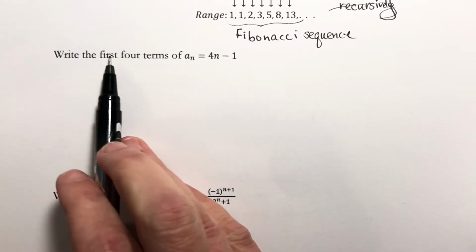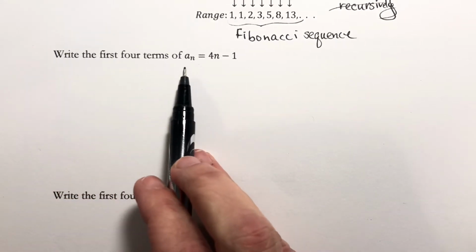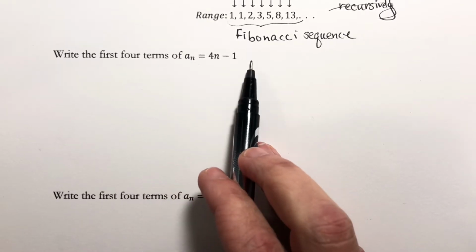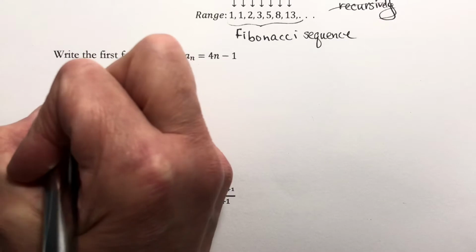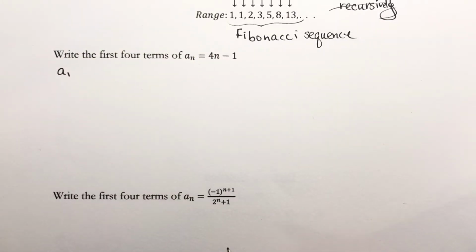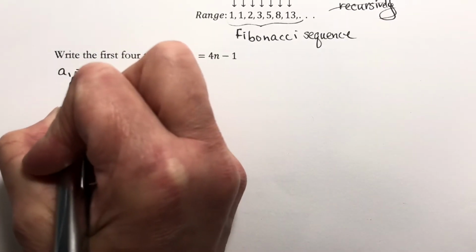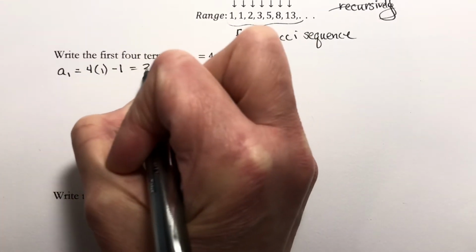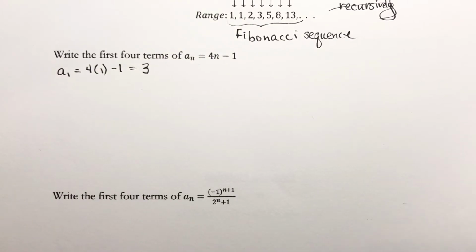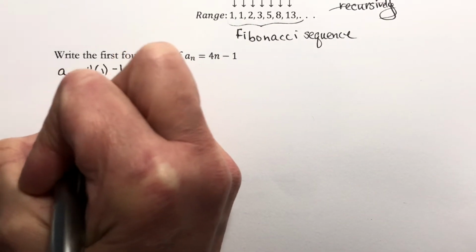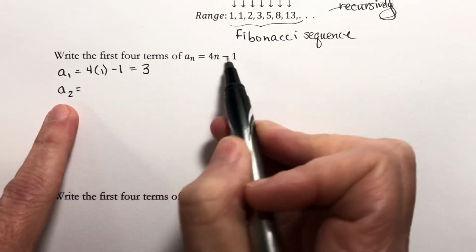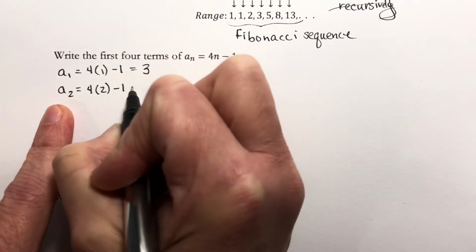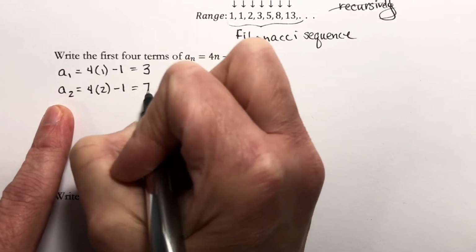We want to write down the first 4 terms of the sequence defined by a sub n is 4n minus 1. Okay? So if I want to find a sub 1, then I plug in 1. So this is 4 times 1 minus 1, which would be 3. Now let's plug in a sub 2. We want to find a sub 2, which means we take a 2 and we plug it in right here. 4 times 2 minus 1. 8 minus 1 would be 7.